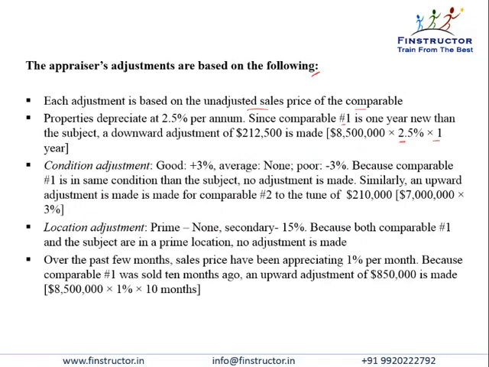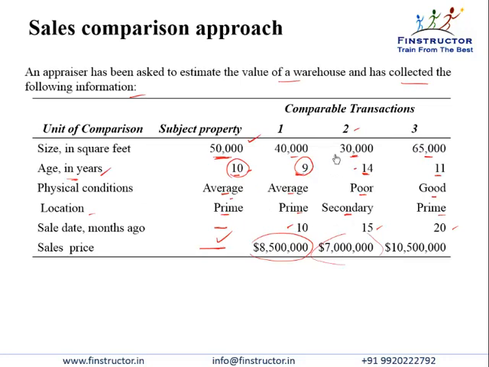Condition adjustment. If it is good, then it would be 3% more than an average. A poor condition would be 3% lower than the average. For example, comparable 1 is in the same condition as the subject, so no adjustment needs to be made. An upward adjustment is made for comparable 2 because comparable 2 is of a poor quality and we are of an average quality, so 3% higher than comparable 2.